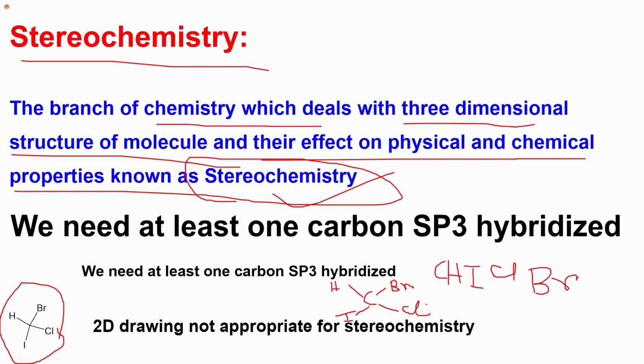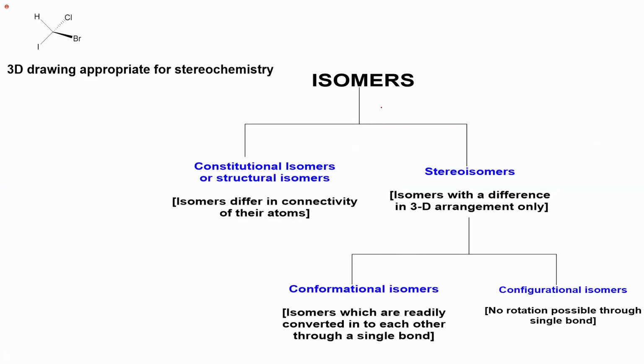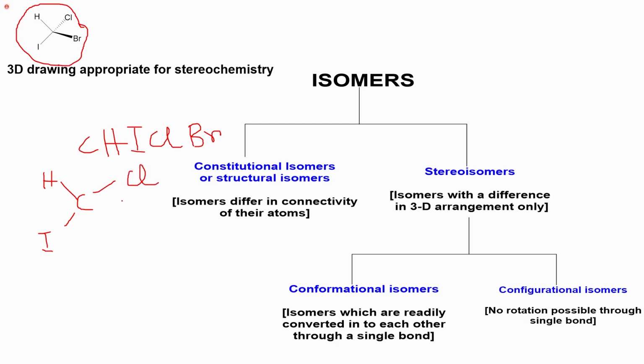Now we'll go to the 3D drawing, which is the proper orientation appropriate for stereochemistry. If you see the structure, CHI, Cl and Br: C, hydrogen, iodine, chlorine, and now bromine.